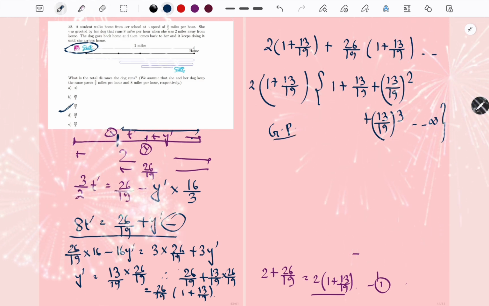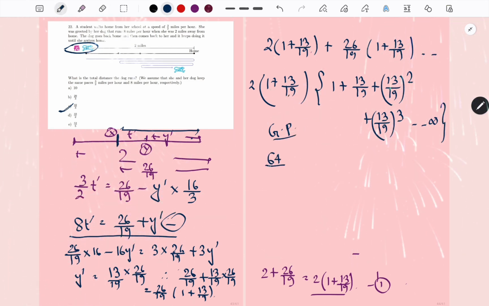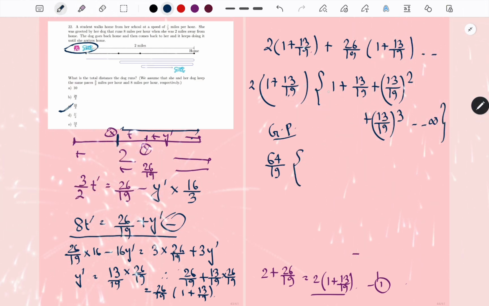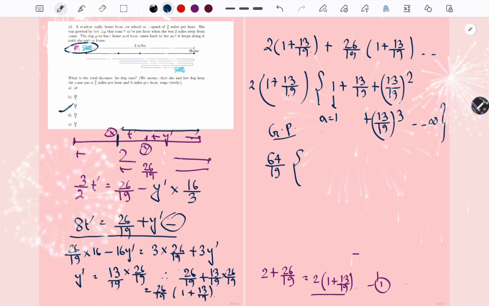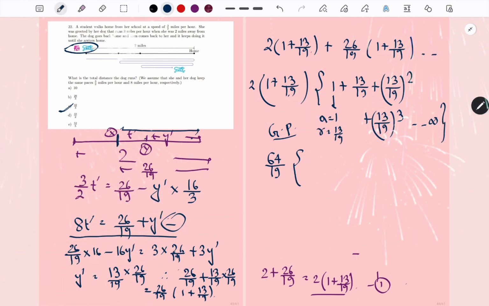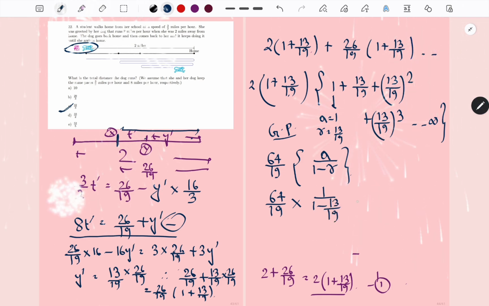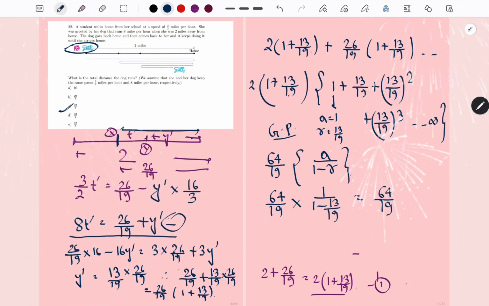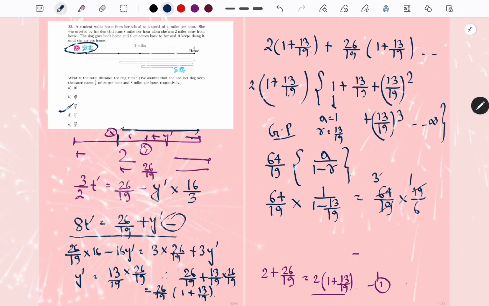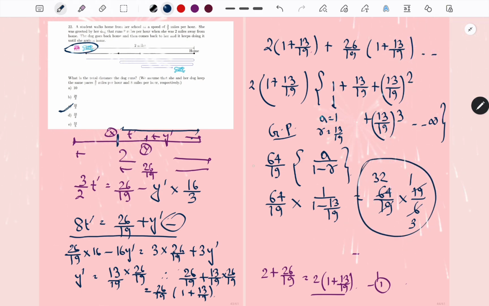Now 1 plus 13 by 19 will be 32 by 19, and therefore this value is total 64 by 19. And this is an infinite GP with first term 1 and common ratio 13 by 19. So what is the sum? A by 1 minus r. So 64 by 19 into 1 by 1 minus 13 by 19. Therefore the value is 64 by 19 into 19 by 6. So the value again comes out to be 32 by 3. Now this is a lengthier method, but of course it involves GP, so we must know both the approaches.